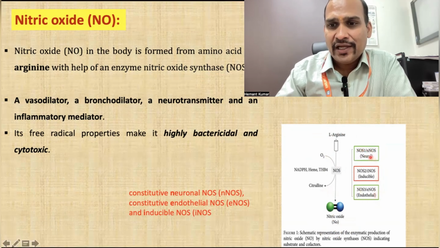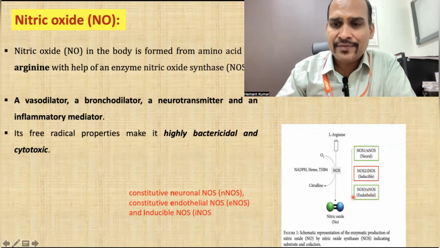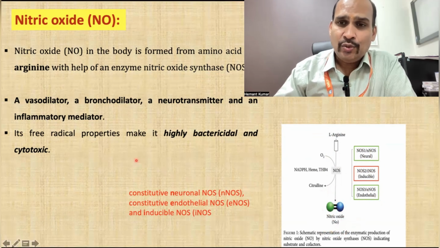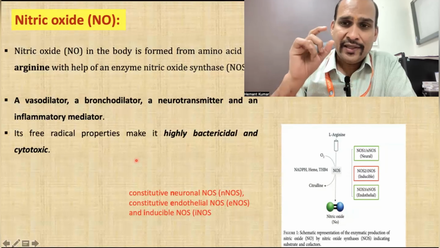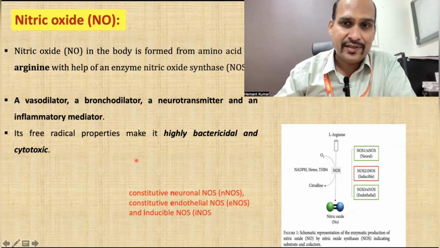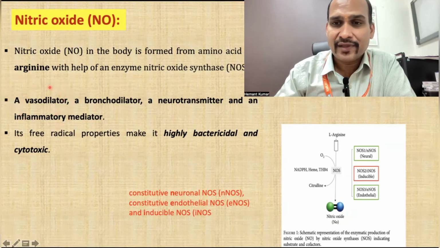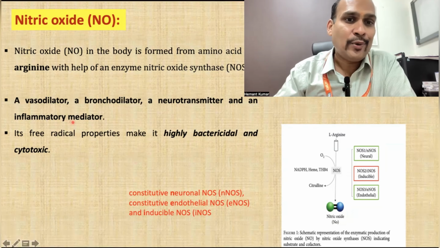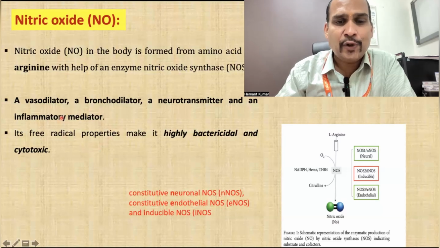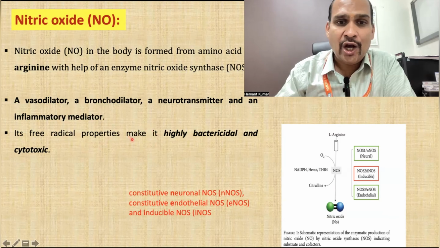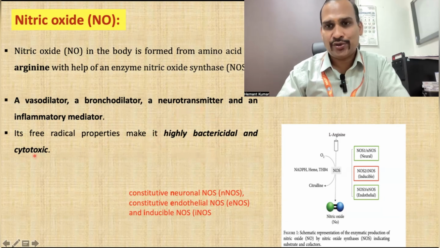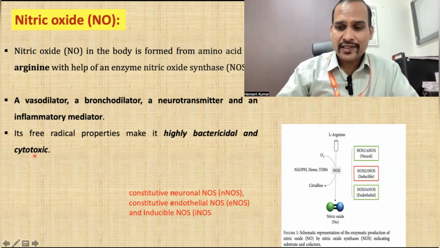This is of three types: neuronal, inducible, and endothelial nitric oxide synthase, nNOS, iNOS, eNOS. Because of these enzymes, nitric oxide is formed in our body. In a normal individual, a little amount of nitric oxide is there, which is beneficial. What is beneficial? It is a vasodilator, so it reduces your blood pressure. It is also a bronchodilator, neurotransmitter, and inflammatory mediator. It has free radical properties, but it is beneficial. How? It is highly bactericidal and cytotoxic. So a little amount of nitric oxide is beneficial.